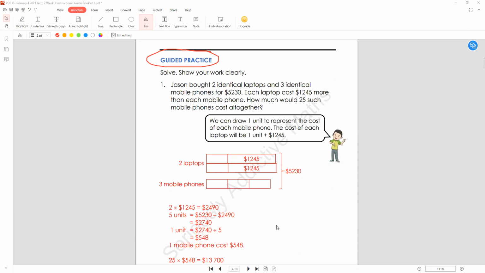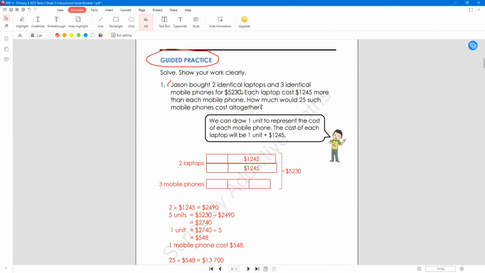So Jason bought 2 identical laptops and 3 identical mobile phones for $5,230. And each laptop costs $1,245 more than each mobile phone. How much would 25 such mobile phones cost? So the first thing is, most of them may not be able to see the comparison. So they need to compare these two together.